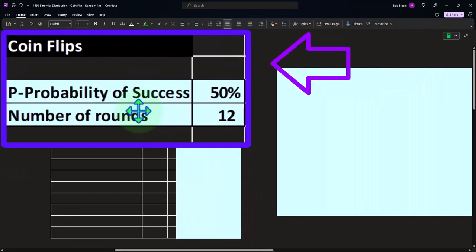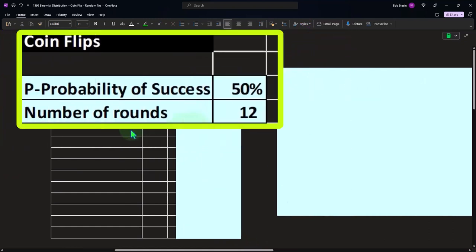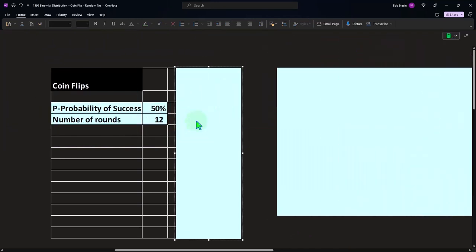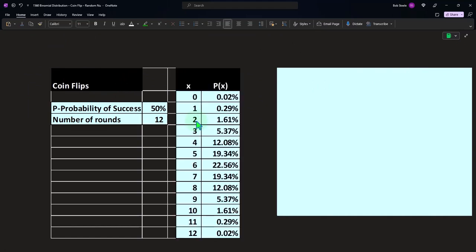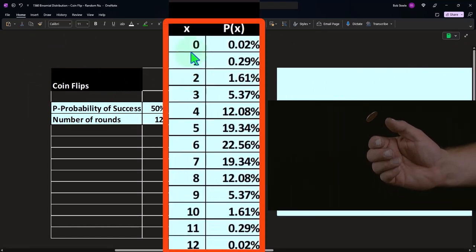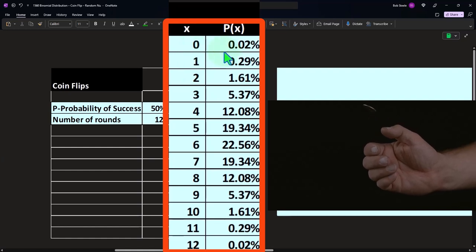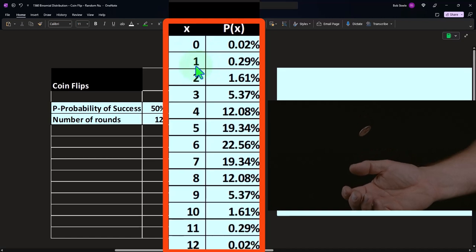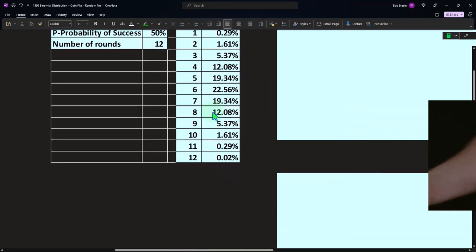Now let's think about a situation where the probability of success is 50% and the number of rounds is 12. So we have a coin flipping situation, success is heads. We're now flipping it 12 times. So now we have zero. If we have zero out of 12 successes, that's very unlikely, that we don't flip any heads. One head or a success out of 12, 0.29 and so on.